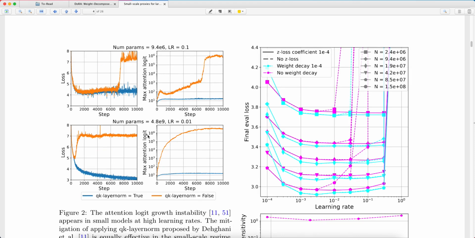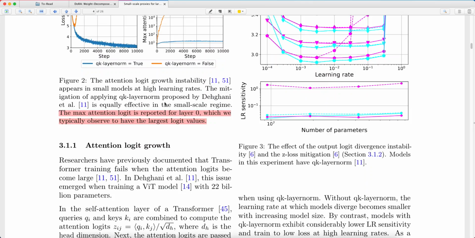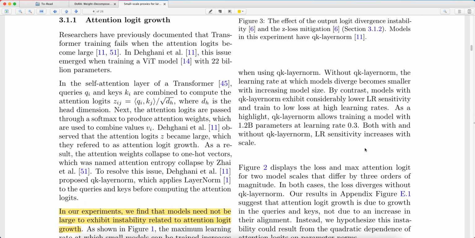Orange is no qk-layer norm. Blue is qk-layer norm equals true. Without qk-layer norm, loss explodes and logit explodes. And with qk-layer norm, it doesn't. But interesting that the loss here is not as bad for smaller models, but eventually it explodes. And LR is 0.1 and LR is 0.01. So very cool that you can still train with a relatively large learning rate. All right, I think this is making sense.